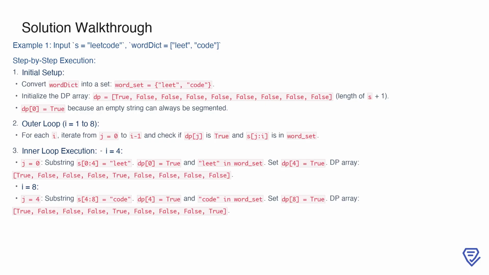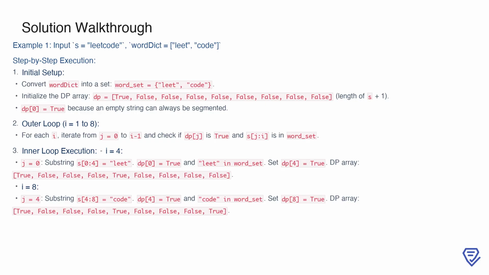Now, we process the string using two nested loops. The outer loop runs from i equals 1 to the length of the string, and for each i, the inner loop checks every possible substring s[j:i], where j runs from 0 to i-1. For i equals 4, the substring s[0:4] equals "leet". Since dp[0] is true and "leet" exists in word_set, we set dp[4] to true. This means the first part of the string can be segmented.